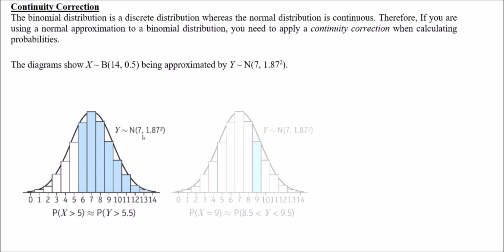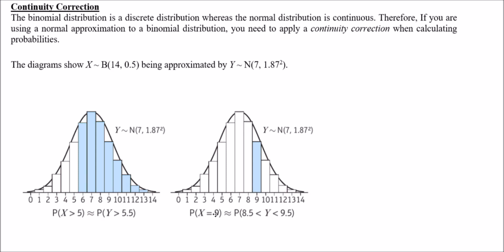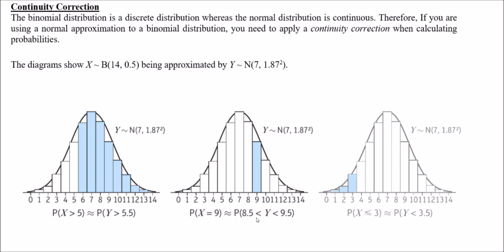Another example, let's imagine we wanted to approximate the probability of a binomial distribution equaling 9 using the normal. Well, 9 we take as being in between 8.5 and 9.5 using the normal distribution. So we'd approximate this by working out the area under the curve for the normal distribution in between the points 8.5 and 9.5.